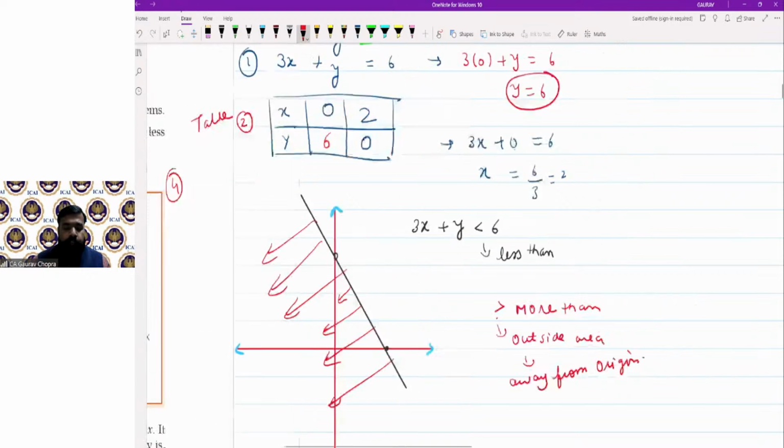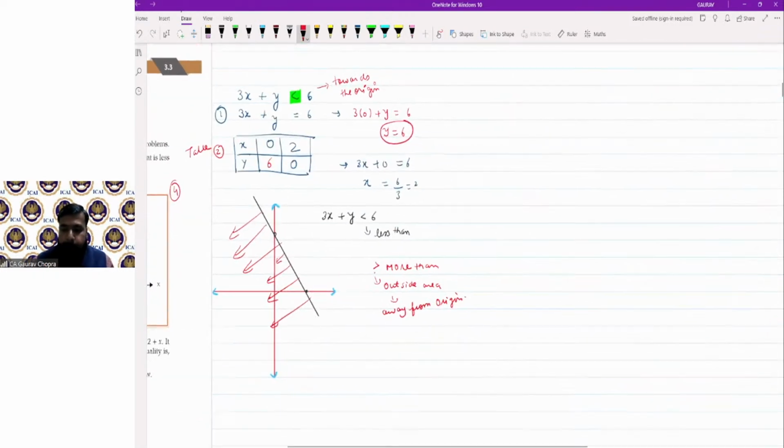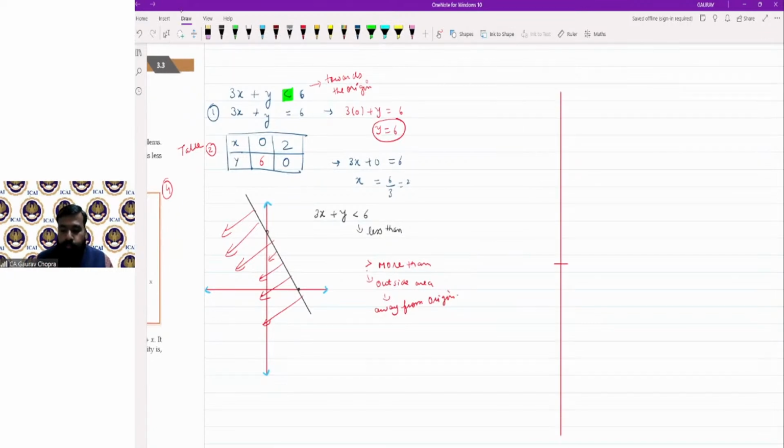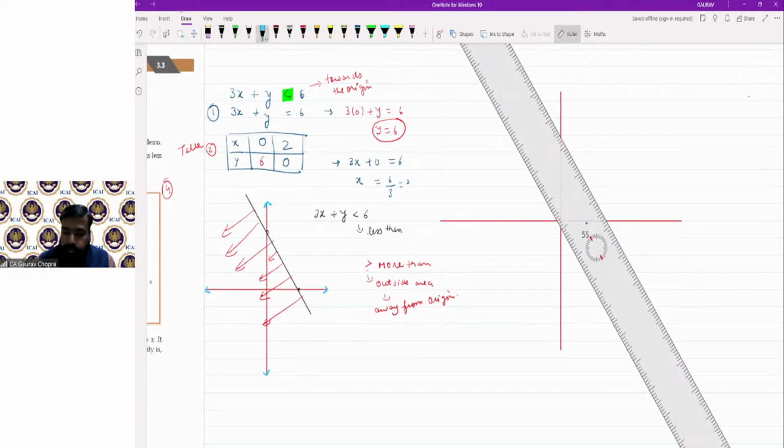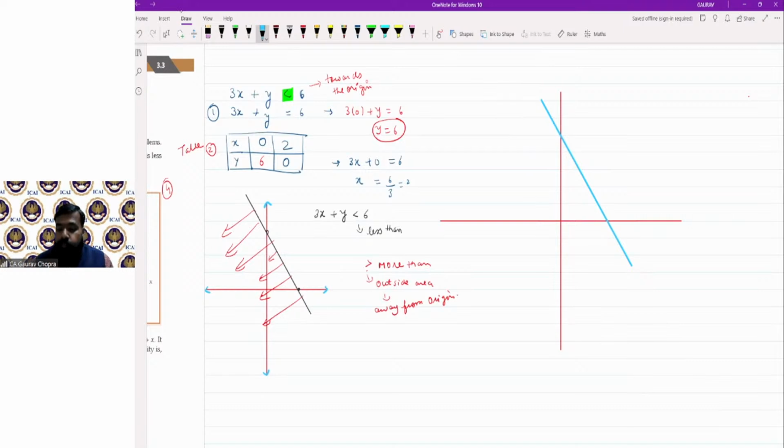All right. So if we are having, let's say, one more diagram. So this is the diagram, and let me make one line. This is the line. Now, if the equation is 3x plus y greater than 6, in such a case, we have to mark the outside area. Okay. So in the whole chapter, we will be required to calculate the shaded region, the required area.